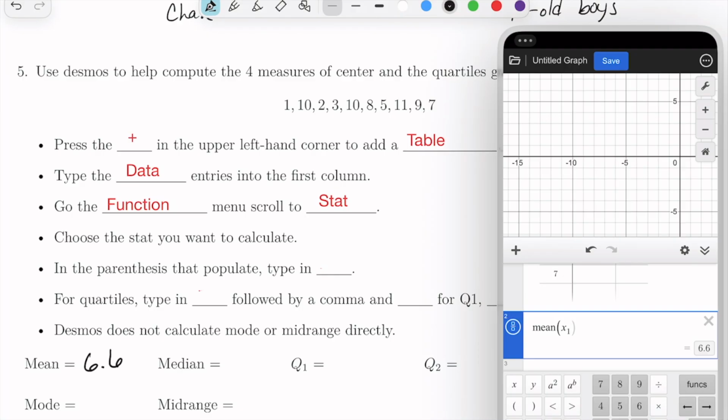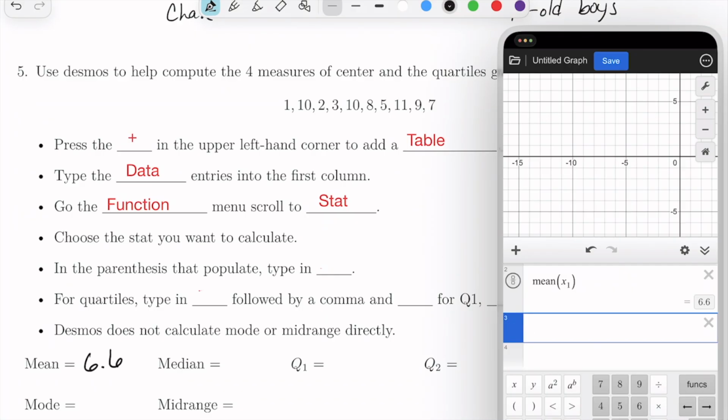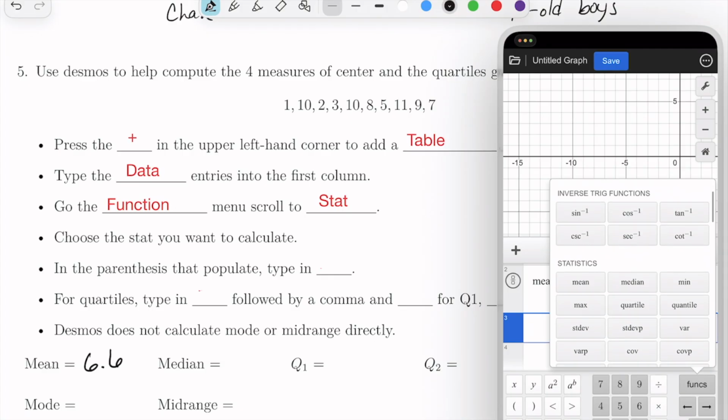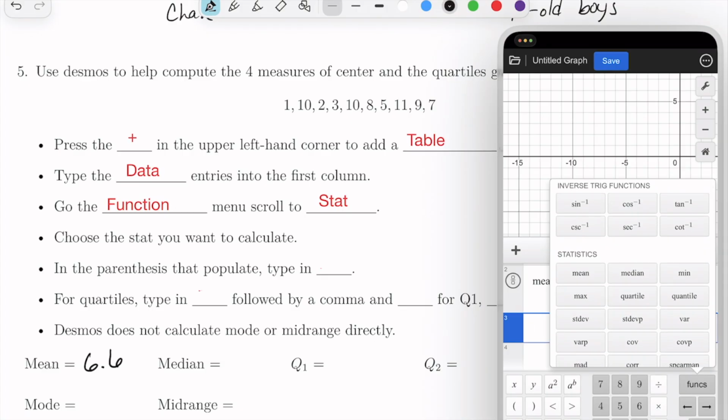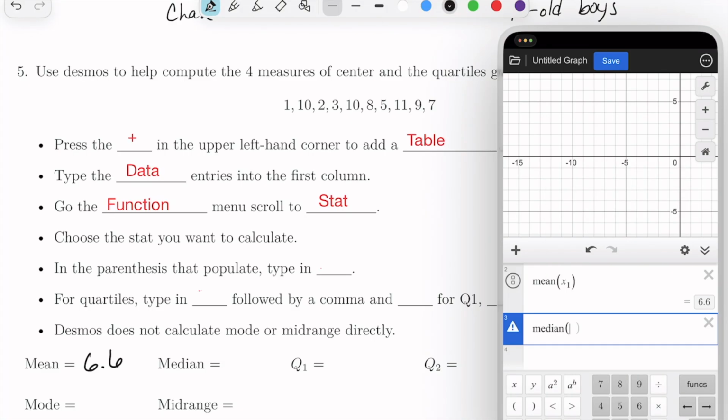These other ones on here, the median, yeah, we can do that too. We can come down here and go to function, scroll down to stat, and you'll notice the next one right beside mean is median. I still have to find the median of list X1. And that's how I get 7.5. We could have done that by hand. It is what it is.